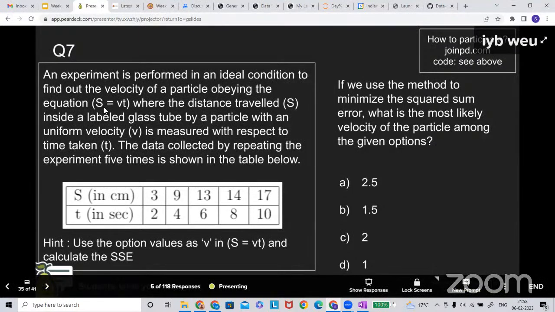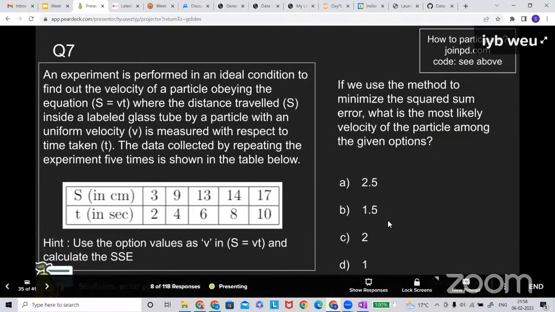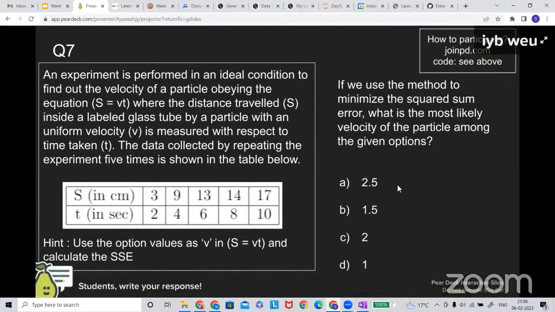Suppose, for example, forget about all this information. You have this equation, S is equal to Vt, where S values and T values are given here. In the options, it is asking what is the most likely velocity, meaning four V values are given. Which V value gives the minimum sum square error? That needs to be found in this question. So each time you have to calculate the SSE using these V values one by one, and whichever SSE is minimum, just choose that V.